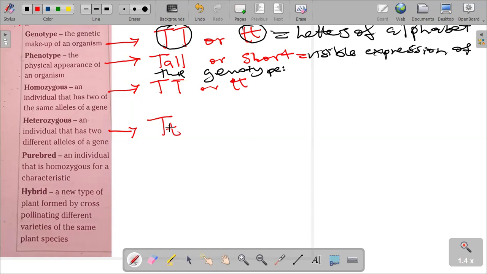Heterozygous under monohybrid crossing sometimes results in what is called complete dominance. What we call complete dominance.